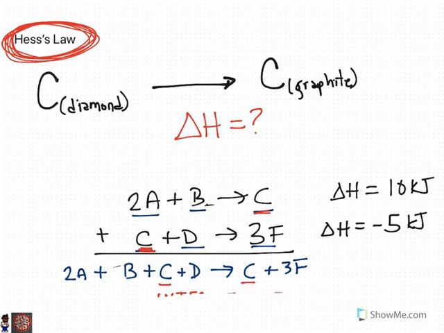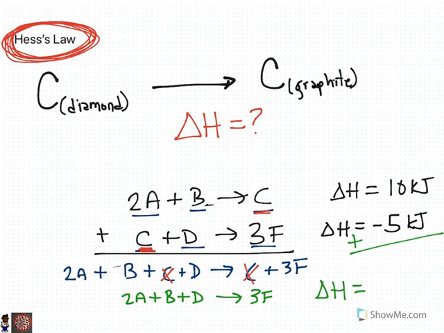So what we do is we erase it. We cancel it out. So remember, we had placed it there before, but we're just going to go ahead and remove it. So we don't write it in the overall reaction. So the overall reaction is this. 2A plus B plus D yields 3F. That is the overall reaction when we add two reactions together. And what's the delta H for this? Well, we add them up. 10 plus negative 5 is 5 kilojoules.